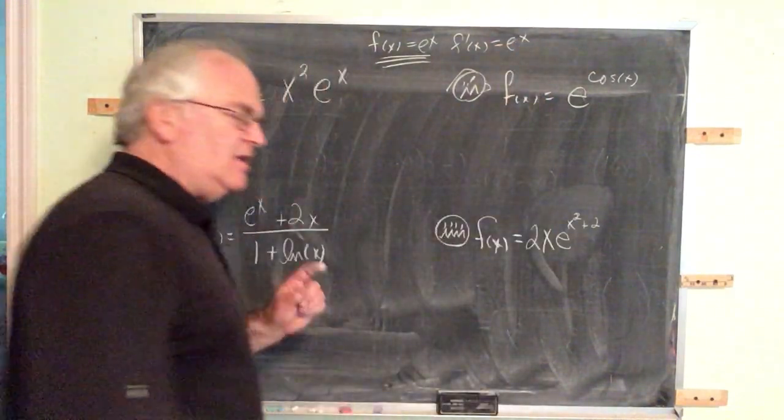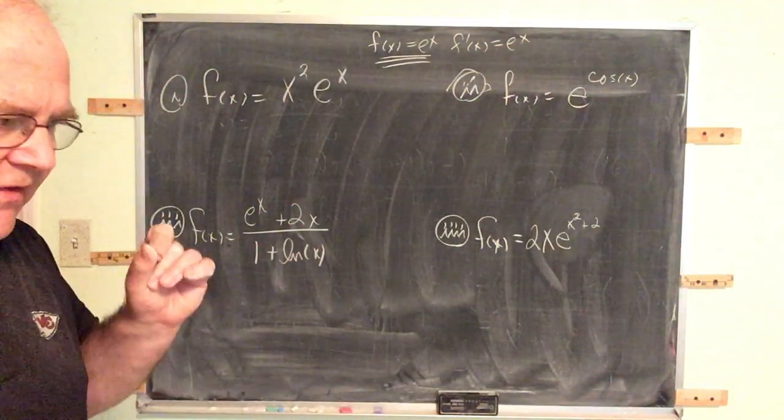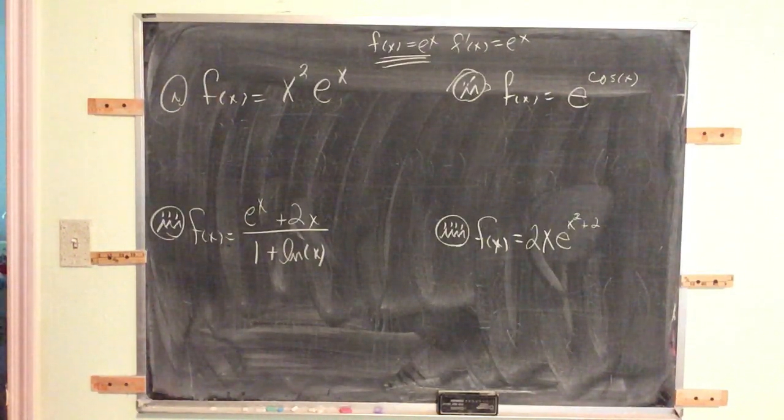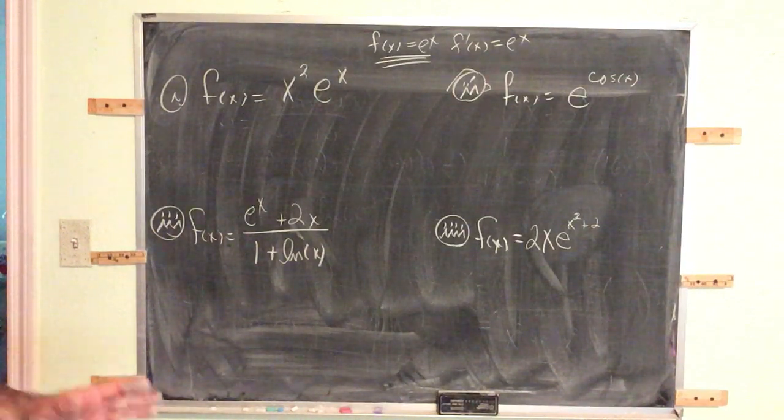is e to the x. E to the x is its own derivative. So, let's see if we can compute these four derivatives. Why don't you go ahead and pause the video now.